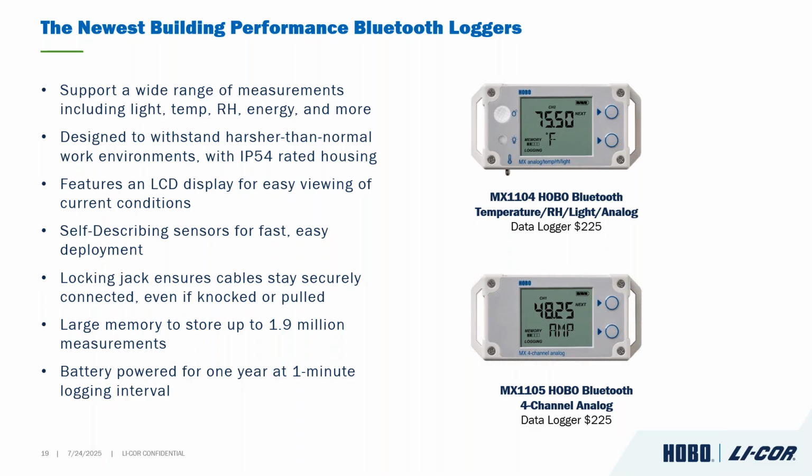Some of our self-describing sensors include air, water, and soil temperature, food grade stainless steel temperature, pipe temperatures, AC current, DC voltage, and 4 to 20 milliamps for some third-party sensors. We have a variety of other options. These are just a few. These loggers also offer a locking jack to ensure cable safety, so you don't have to worry about the cable getting knocked out or losing any data.